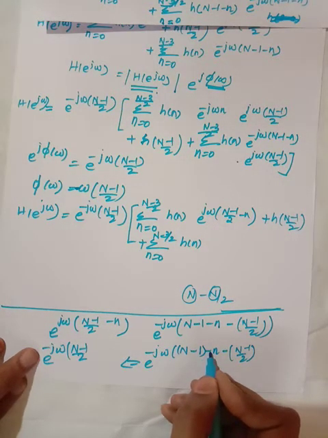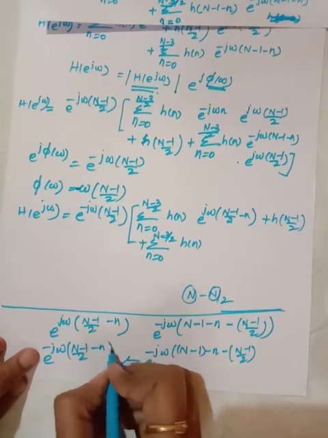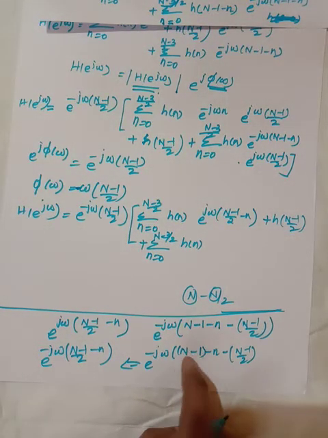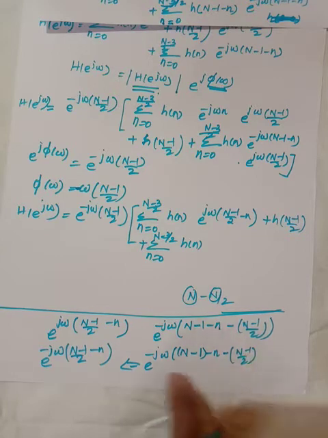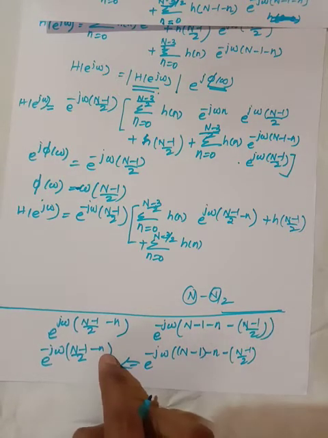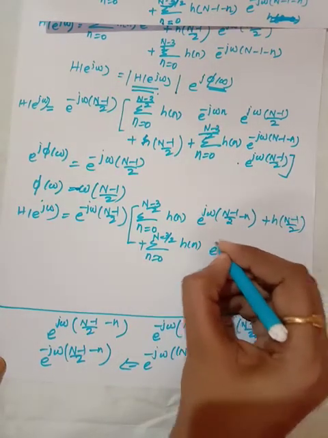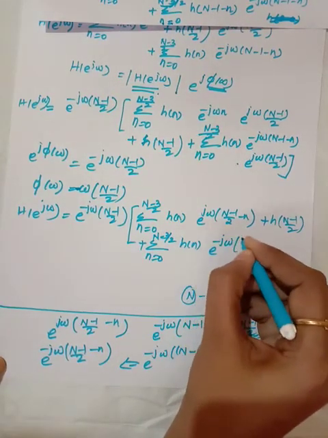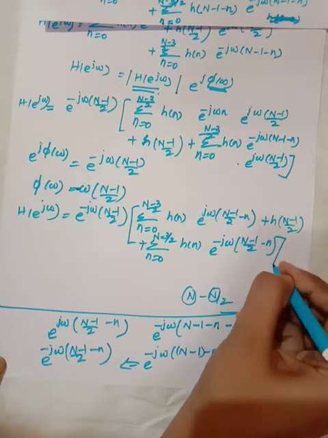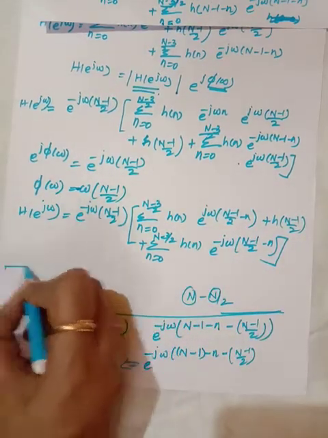Here I am having minus n. So e power minus j omega n minus 1 minus n minus 1 by 2 is n minus 1 by 2 minus n. I am writing this as e power minus j omega n minus 1 by 2 minus n. This is what I got after simplifying this.